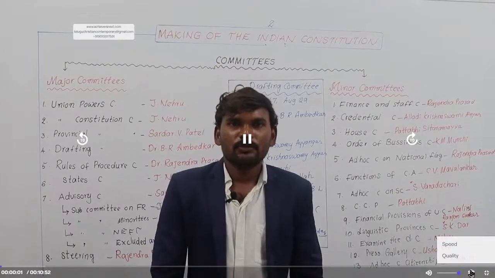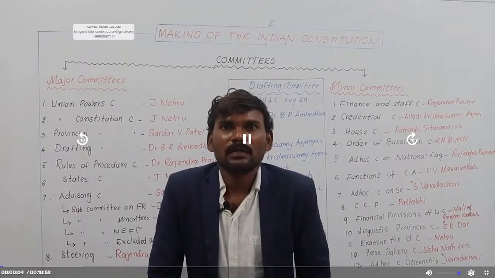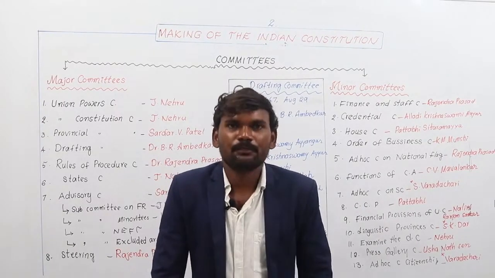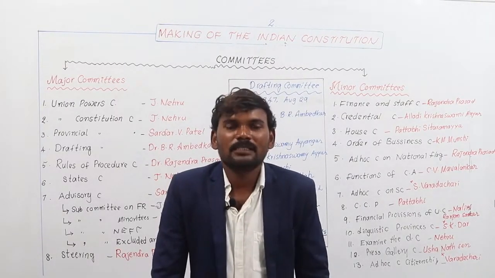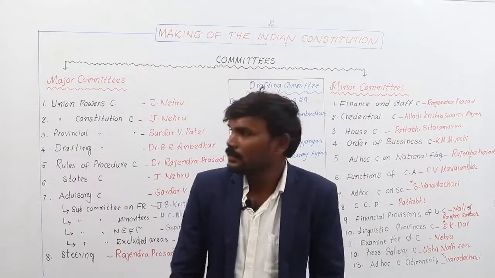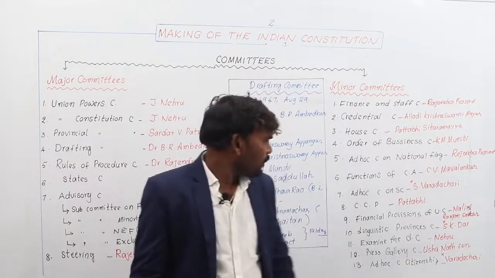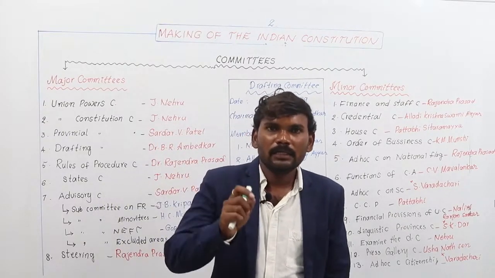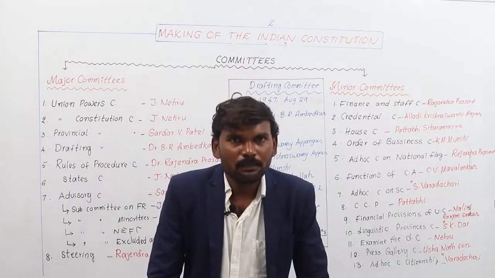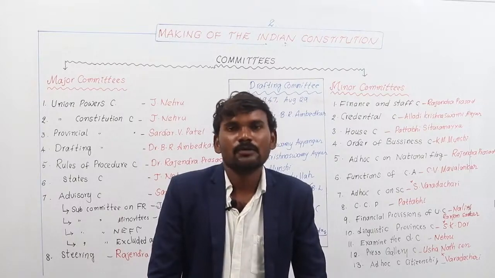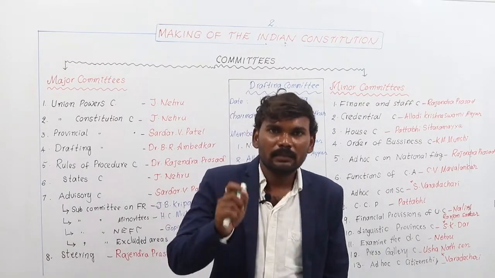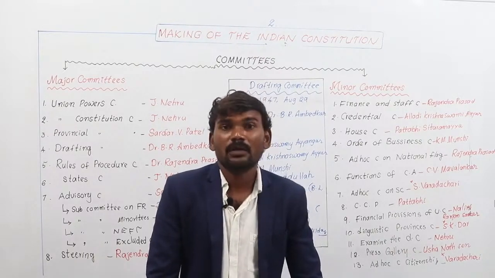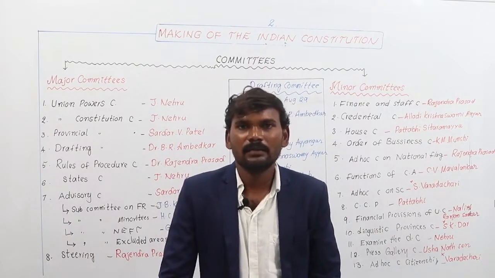To make the draft of the Indian Constitution, the Constituent Assembly set up 22 committees to discuss various issues. These 22 committees can be classified as major committees and minor committees. There are 8 major committees and 13 minor committees. Overall, 22 committees were set up to discuss various issues and to provide suggestions, recommendations, and other things.